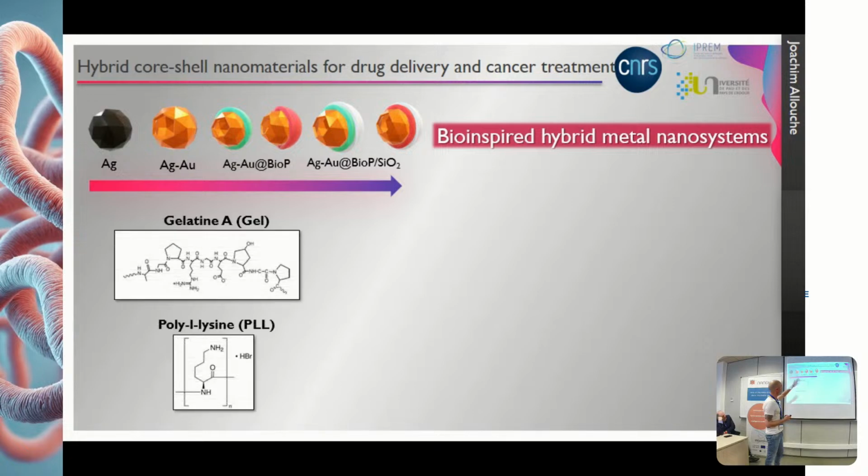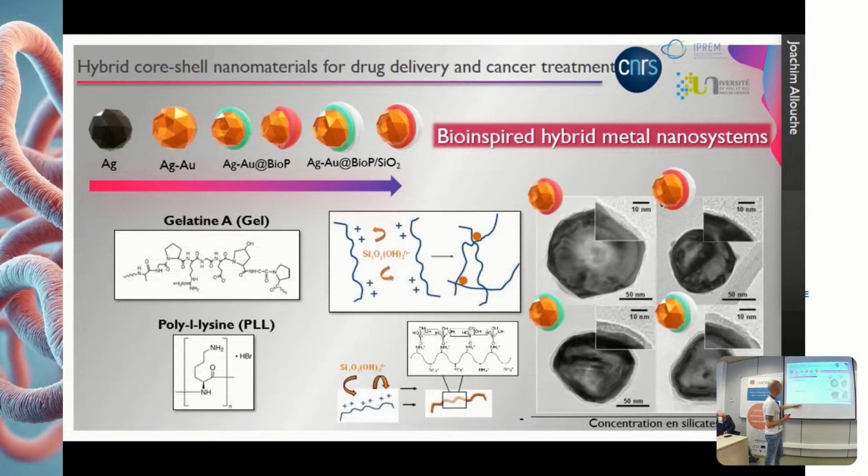Another example: this is a more or less similar structure, but here we have a hybrid shell around the gold core. The hybrid shell is made of a combination of silica, but also gelatin and polylysine. The idea was to see if there is a change in the structuration of the silica that can depend on the nature of the biopolymers.